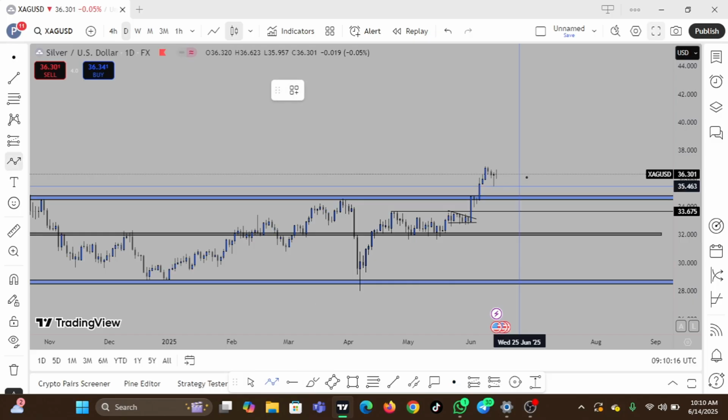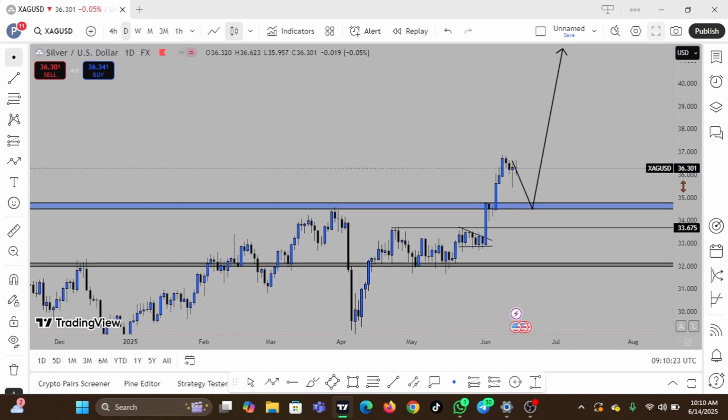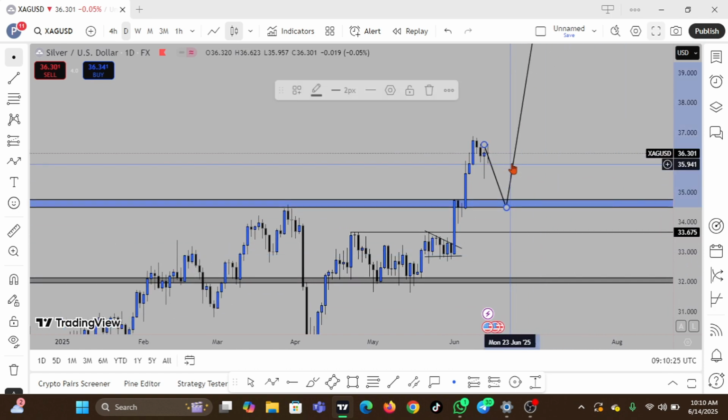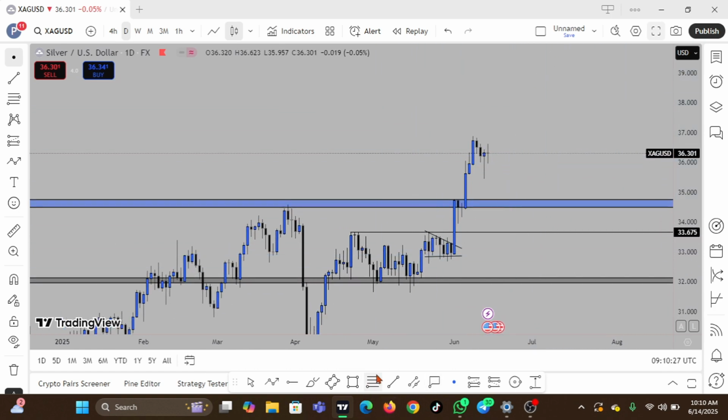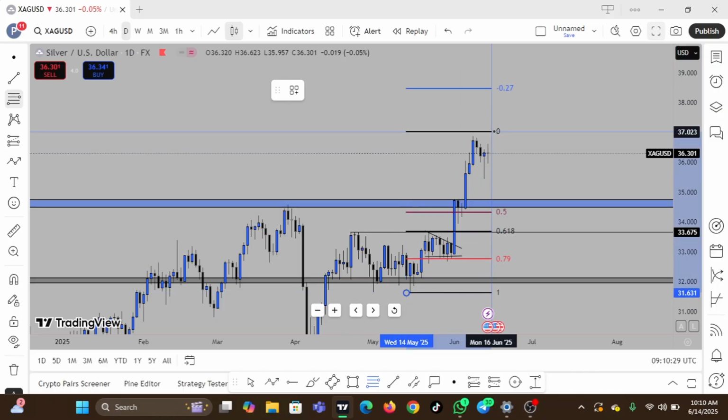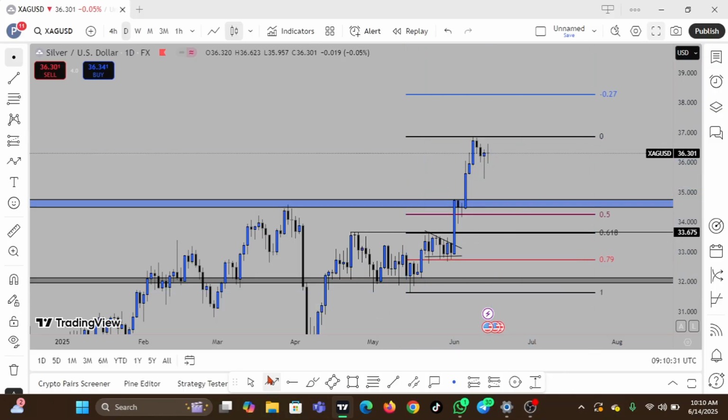We need to see some sort of pushback to this level, and then we can expect that movement upward. Or perhaps you can make use of your fib. This is the low that led to this rise, so price can still find its way back inside this region before we have another push to the upside.